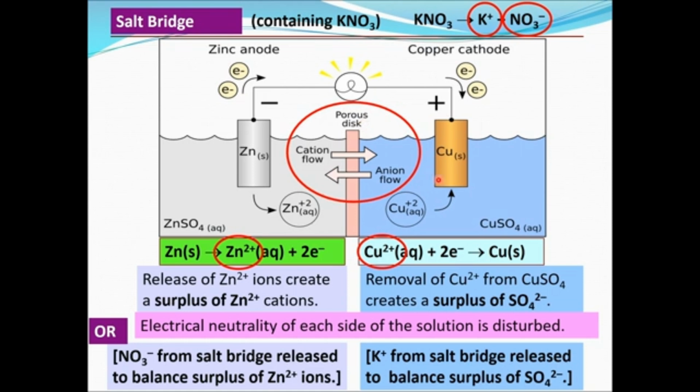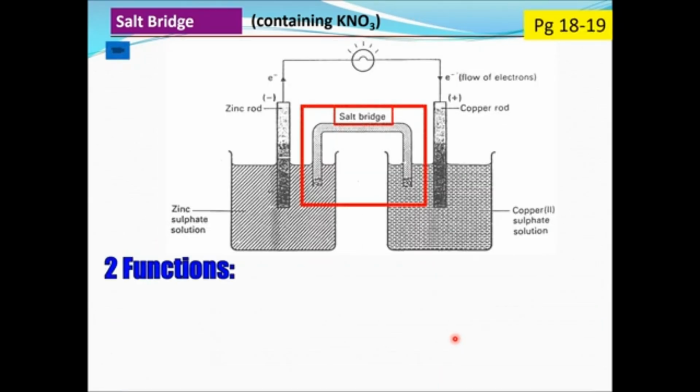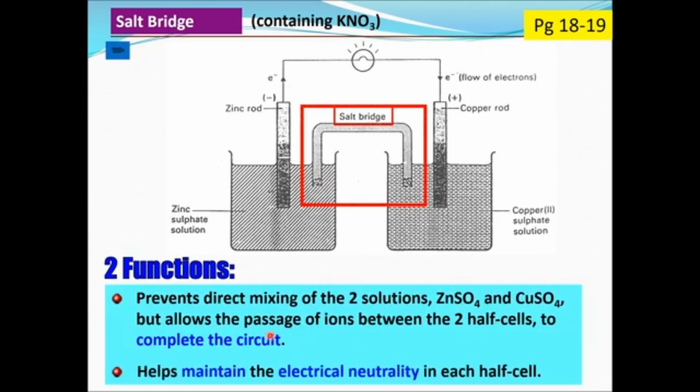Okay, so this is just a very specific example to go in a little bit more depth in case you do need to explain the salt bridge to some depth in that sense. So do understand this. The two main functions remain the same: to complete the circuit while preventing any direct mixture of the two solutions in the two half cells. So whether you use a filter paper or the porous membrane, there's the same purpose, and to maintain electrical neutrality.